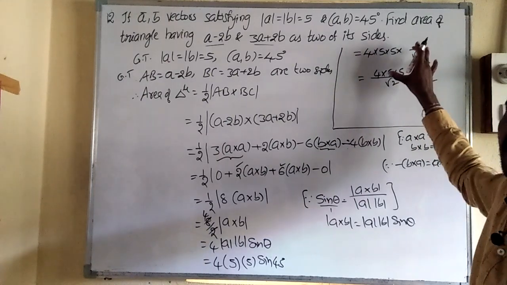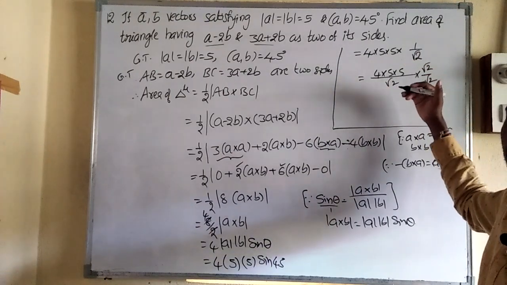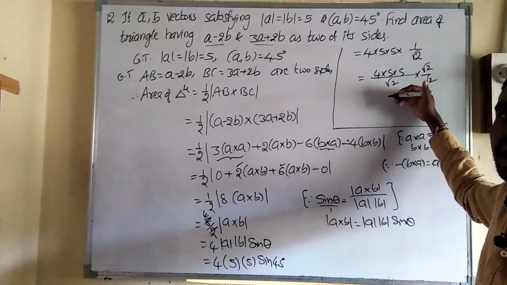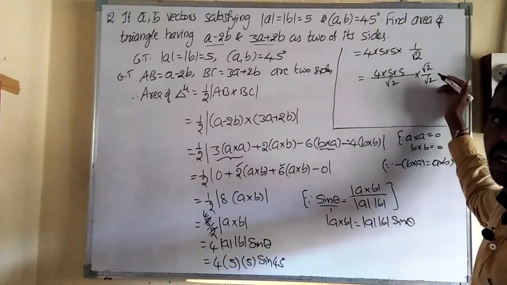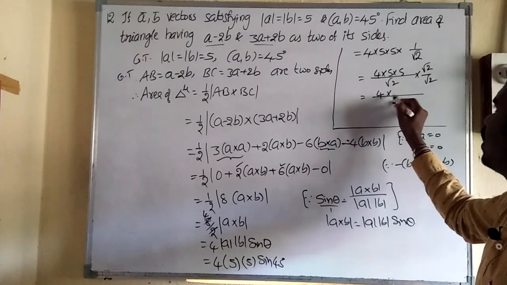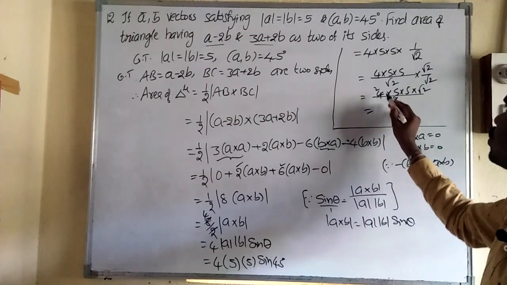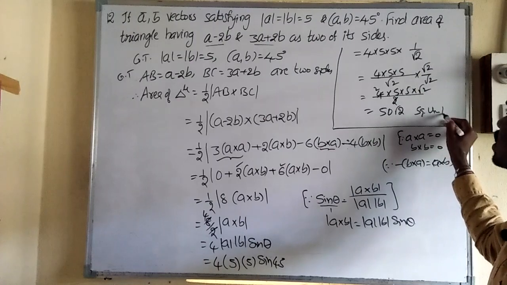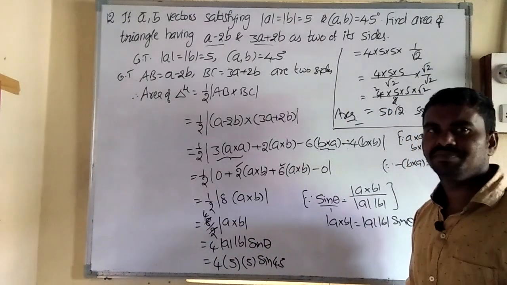but that is not the final answer. What is the basic condition? If the denominator is an irrational number, immediately do rationalizing. So root 2 into root 2 becomes 2. Numerator 4 into 5 into 5 into root 2. 2 1s are 2, 2 2s are 4... 2 5s are 10, 10 5s are 50 into root 2 square units. So this is the area of the triangle of the given question. Is it clear? Okay.